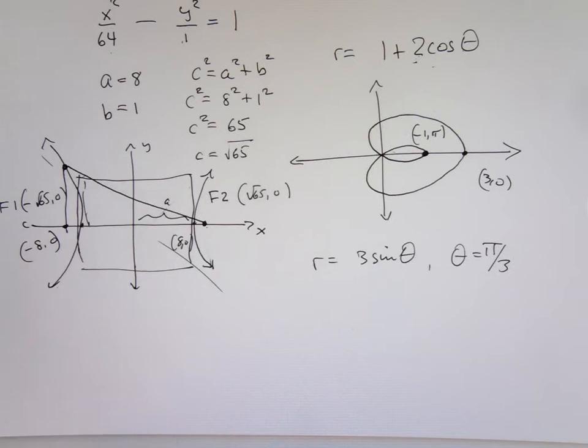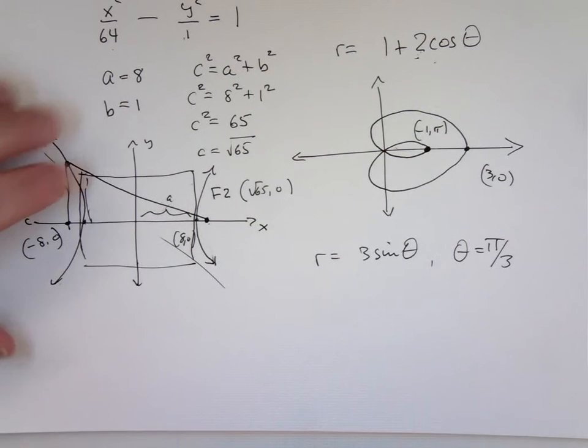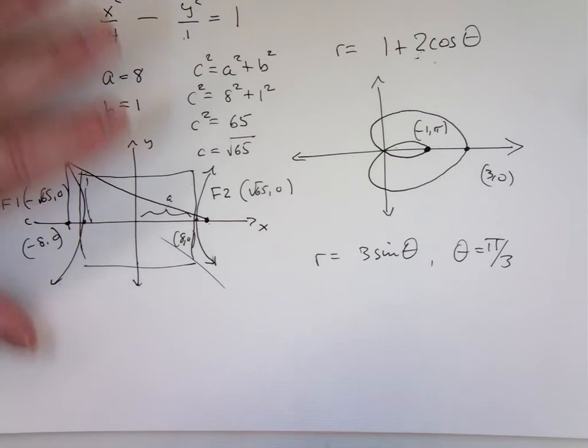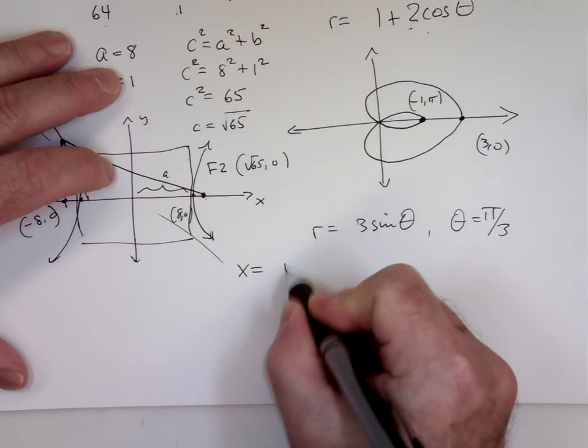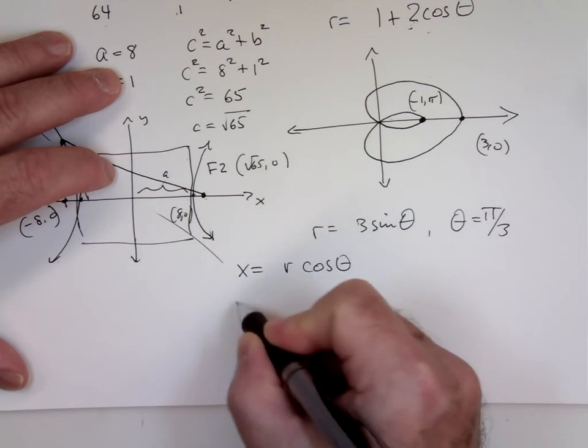The usual way is to put it in parametric form and then use the chain rule. Although putting it in rectangular is not that bad, the proper way is to put it in parametric form and then use the chain rule. So let's do it. How do you put this in parametric form? Well, you realize that x is equal to r cosine theta, and that y is equal to r sine theta.